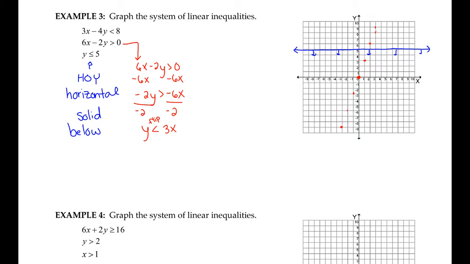Because of the inequality, I know that this will be a dashed line, and I will shade below. So here's my dashed line, and I'm going to just draw some arrows to indicate that I would have been shading the area here below the line.